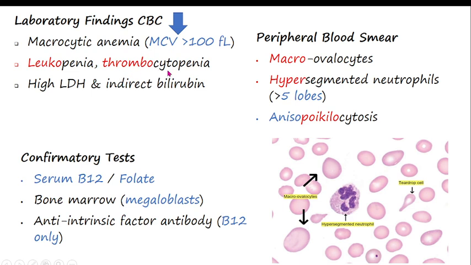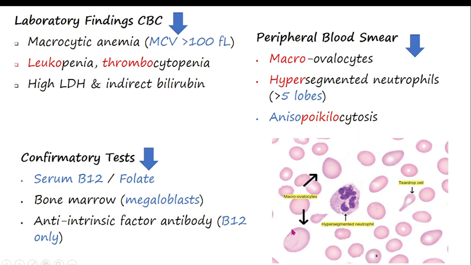That nucleus can't be formed without DNA synthesis. You're understanding why? So there will be increased LDH, lactate dehydrogenase, which means there is severe increase of RBC destruction, and also indirect bilirubin. So on the peripheral blood smear, we are going to have macro-ovalocytes.